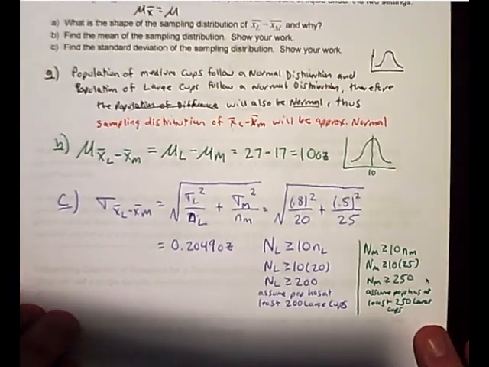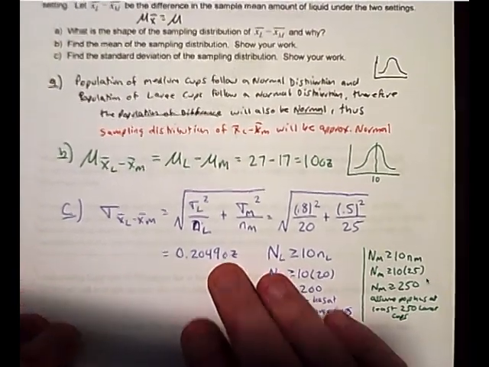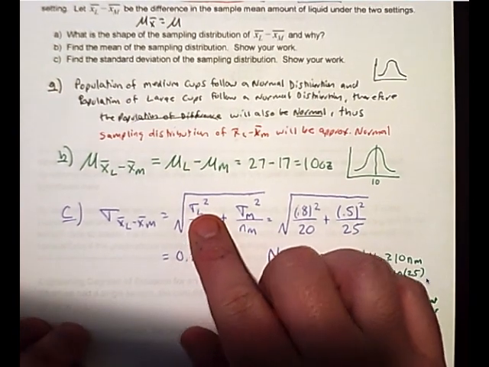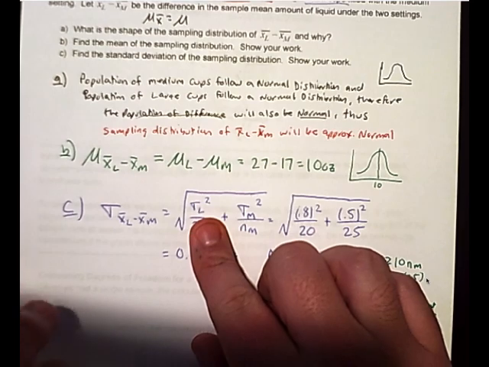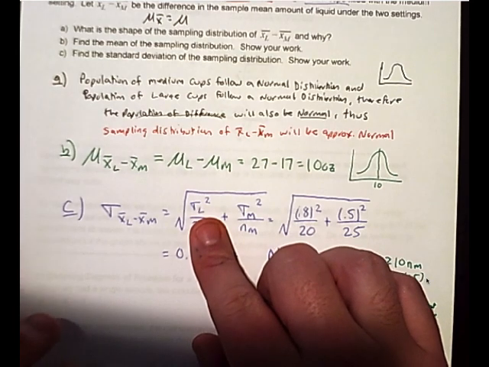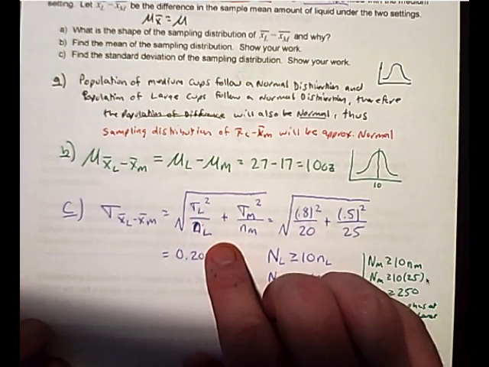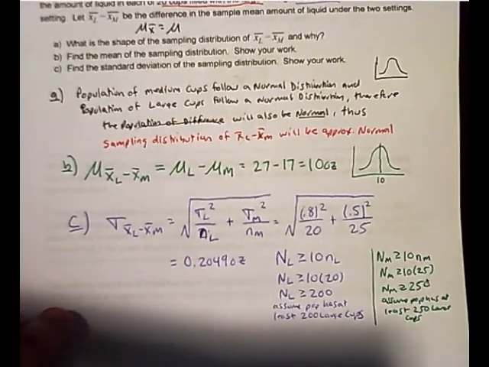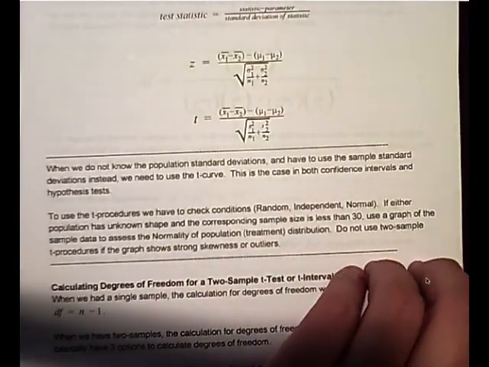Right, so that's how we would calculate it. Now, just realize in real life we're not going to know sigma L. If we knew sigma L, we would know mu L. Same way with the medium cups, and there would be no need to do inference. That's just getting you used to doing the calculations.